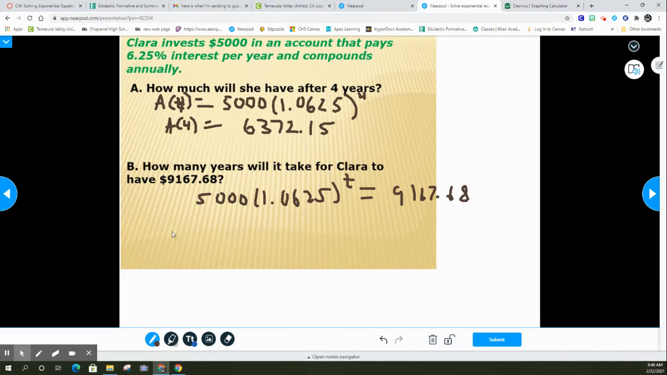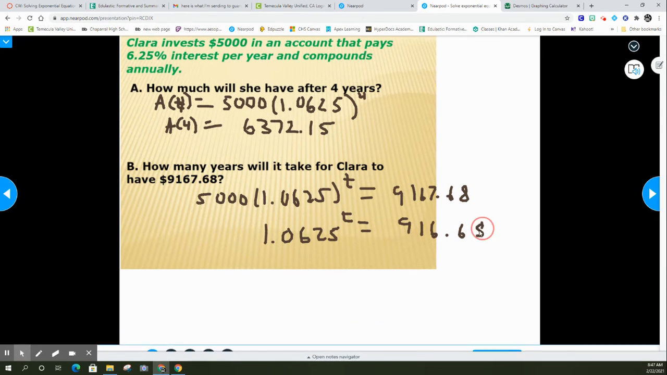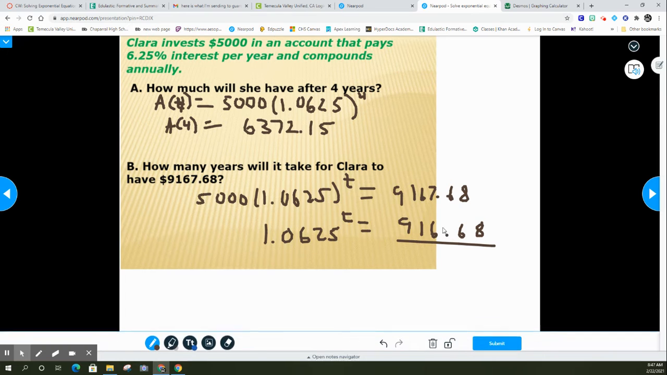And so we can see it graphically as well. But we also want to know, is there a way to do this algebraically? Is there a way that I can isolate this t by itself? We learned that a logarithm is an exponent, so can I rewrite this as a log? To do that, we would divide both sides by 5,000. We get 1.0625 raised to the t equals 9,167.68 over 5,000. Oops, forgot the 7.